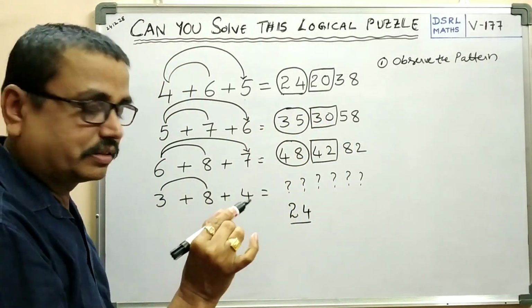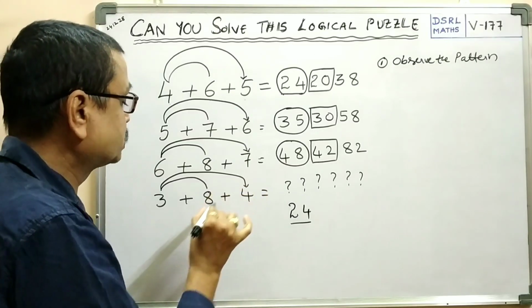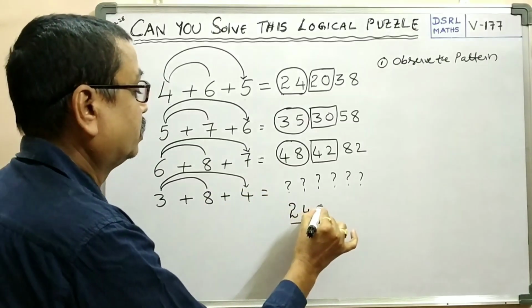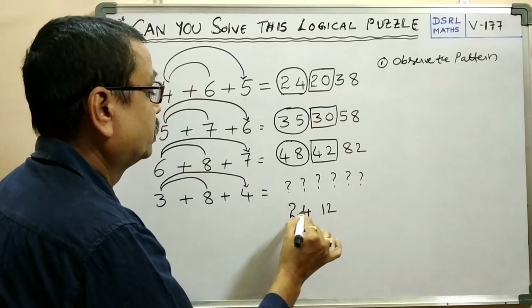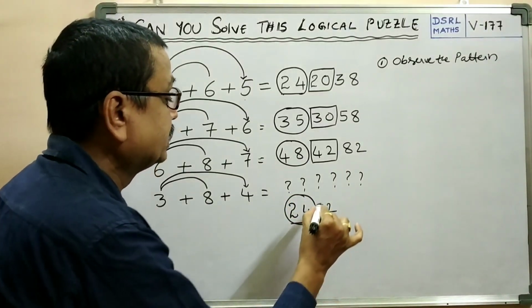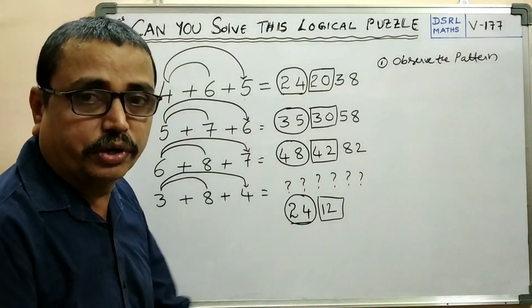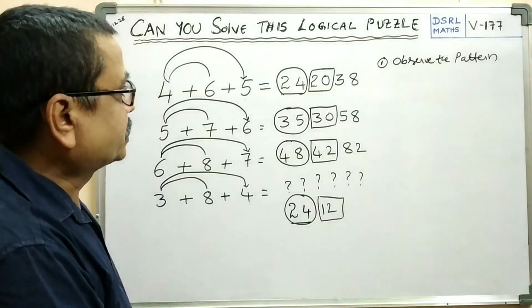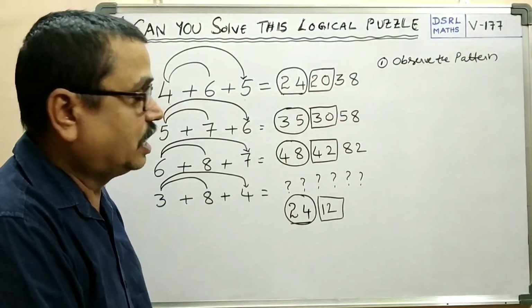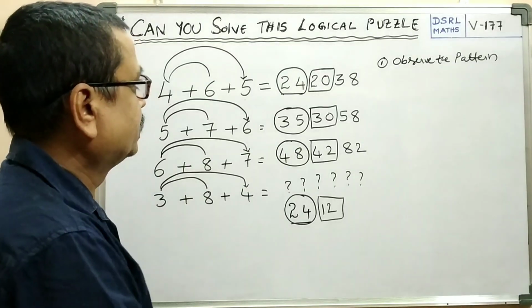Same as 3 into 4, 3 4s are 12. Right here, 12. First one, 24. Second one, 12. You got it. 4 digits you got it. Next, what about the last 2 digits? How will you get it?